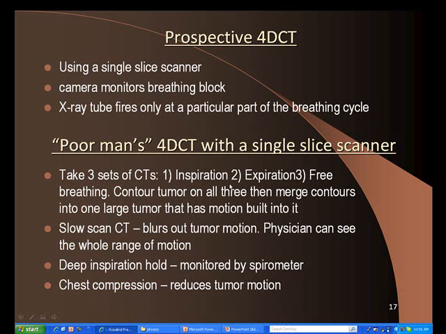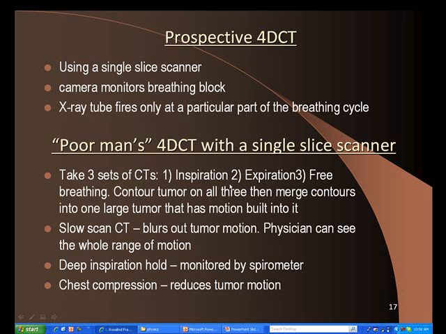Okay, then what Michaela was saying, deep inspiration hold, monitored by spirometer. So these are all different options that you can do, by the way. These are not all the same thing. Deep inspiration hold. The spirometer is something that monitors airflow.